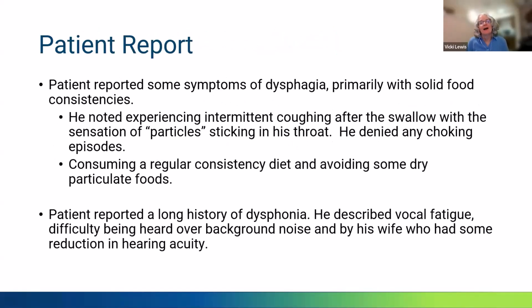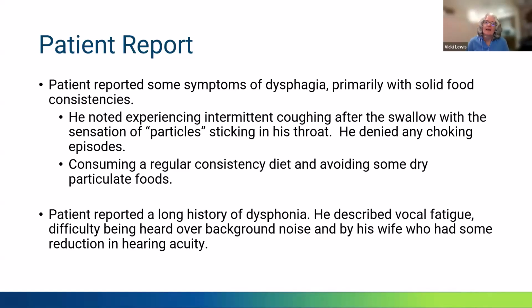So when he came in to see us, he was referred by otolaryngology. He reported some symptoms of dysphagia, primarily with solid consistencies. He would experience some coughing after swallowing solids, and he complained of a sensation of particles sticking in his throat. He altered his diet just a little bit to avoid dry particulate foods, but otherwise was taking a regular consistency diet with thin liquids.